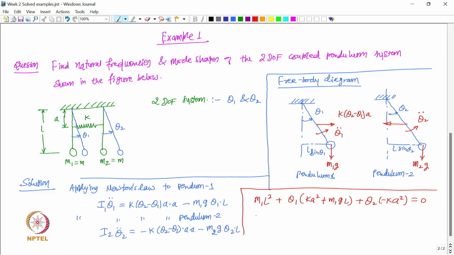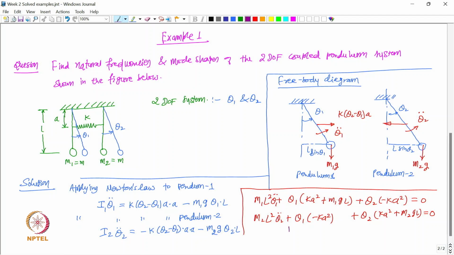Similarly, the second equation would give us m2 L square theta 2 double dot, sorry, I forgot to write theta 1 double dot earlier, plus theta 1 into minus k a square plus theta 2 into bracket k a square plus m2 g L is equal to 0. So these are nothing but the equations of motion. What are these?